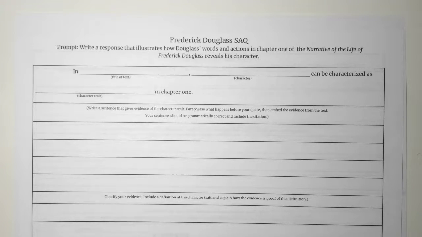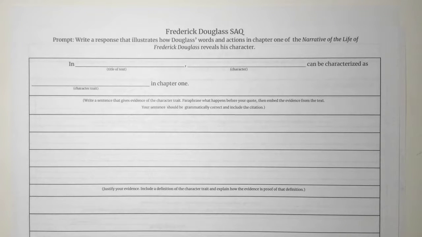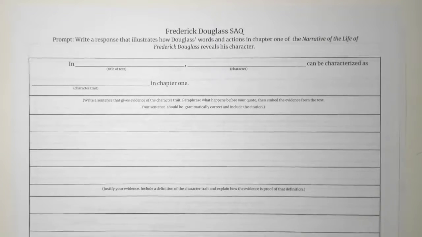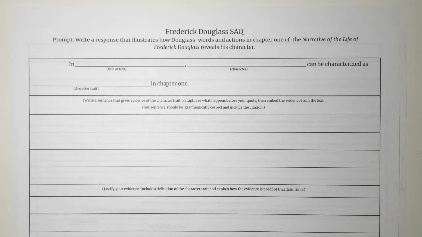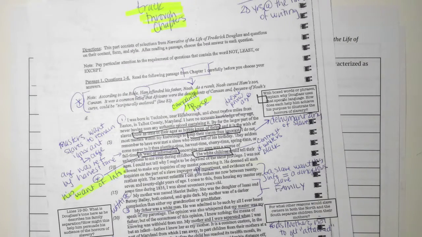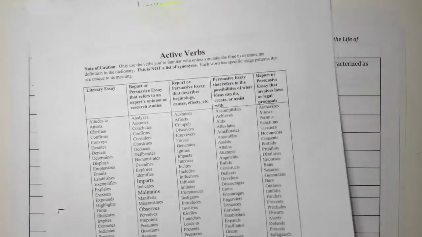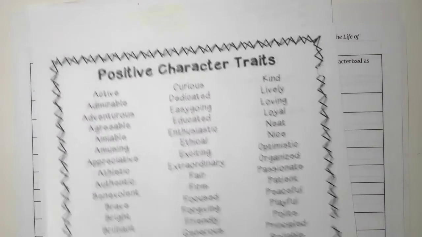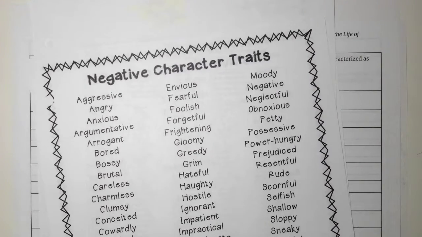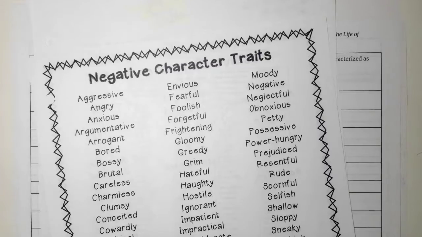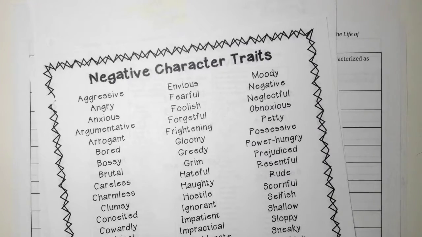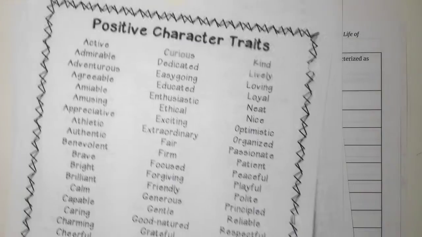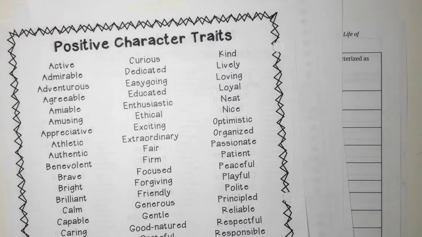So what you're going to see, remember, is that these are all going to be parts of your test, right? Okay. So we have our annotations out. We have our active verbs out. And we have our character traits. I'm going to say that we probably will stay away from the negative character traits for him. I'm not going to say that we will have negative character traits for him. I'm going to say his will be mostly positive character traits. All right?